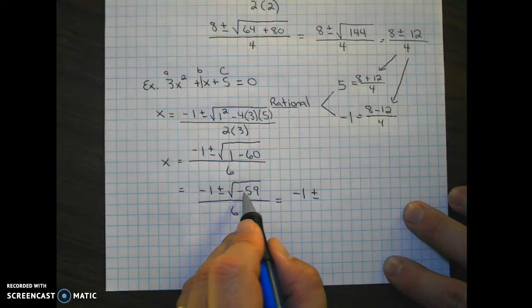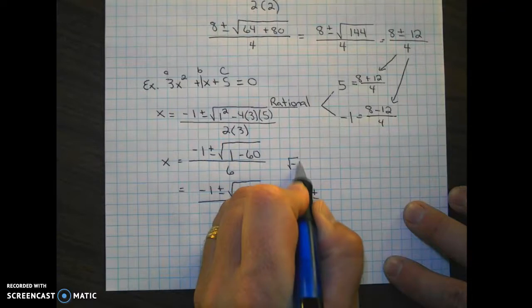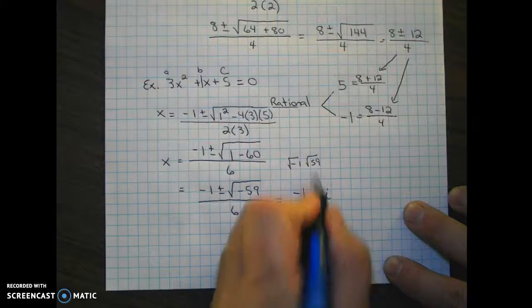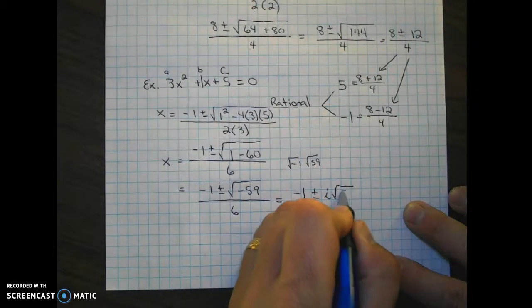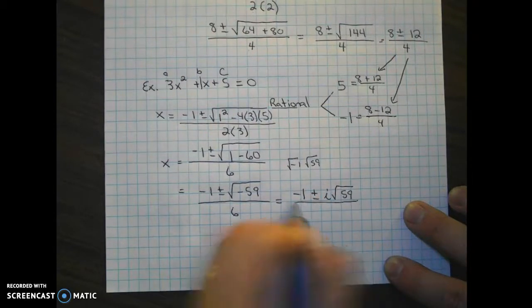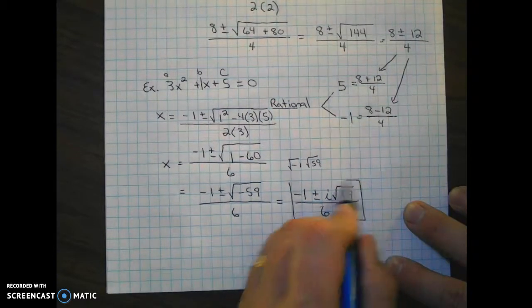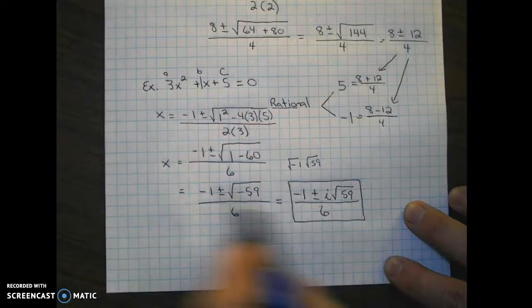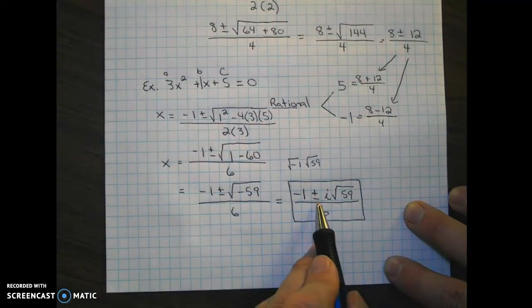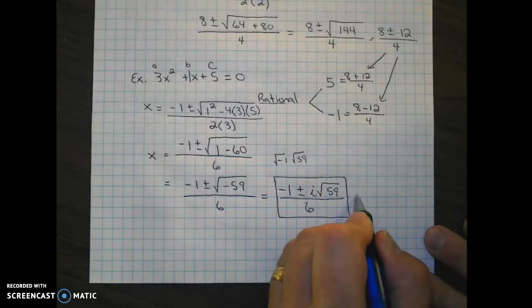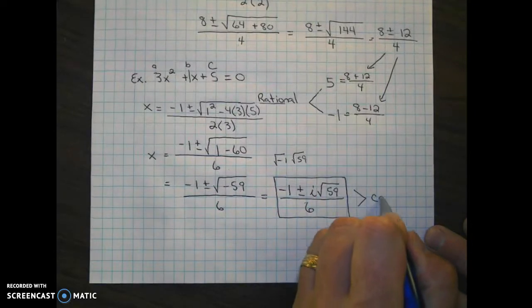Continuing to simplify, remember that the negative in here is a -1. The square root of -1 times the square root of 59. So that's going to be i. The square root of 59 can't be simplified. Over 6. And those are going to be our two answers. Remember, we use the plus for one answer and the minus for the other. So here's our two answers. And since they're imaginary, this type of solution is complex.